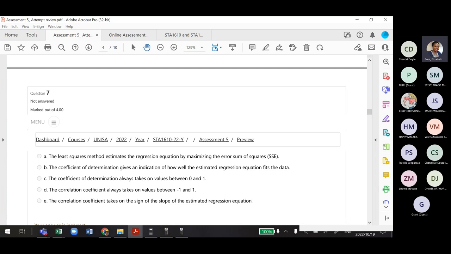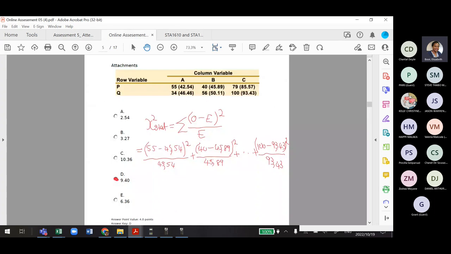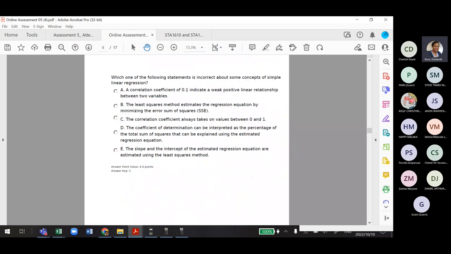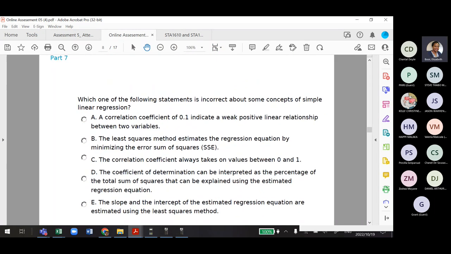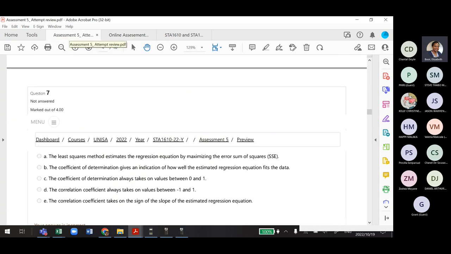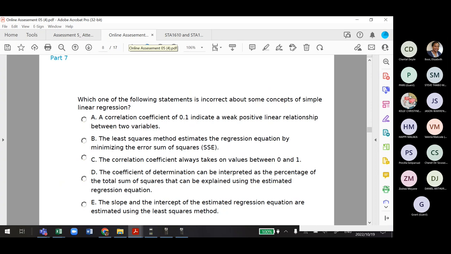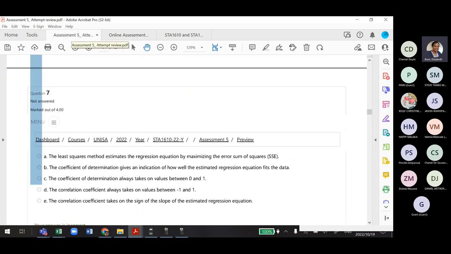Let me see if we do have, so now we're moving into the regression. If we do have a question like this, I know that we should have a question similar to that. There we go. I already gave you the answer. If you were so quick to look at the options, you should know which one is the answer. Which one of the following statements is incorrect about some of the concepts of simple linear regression? So we're looking for the incorrect statement.